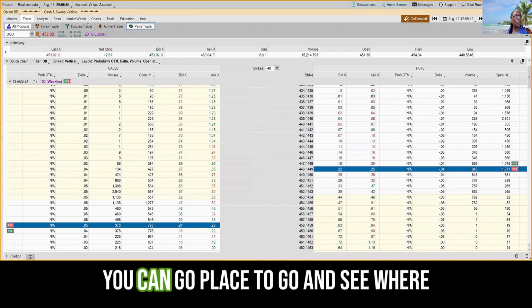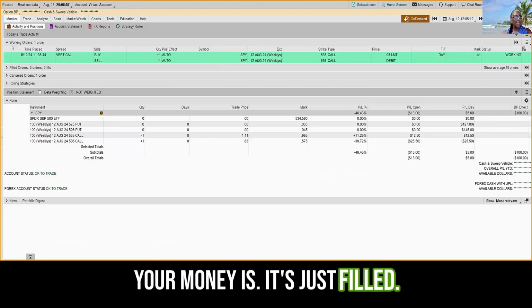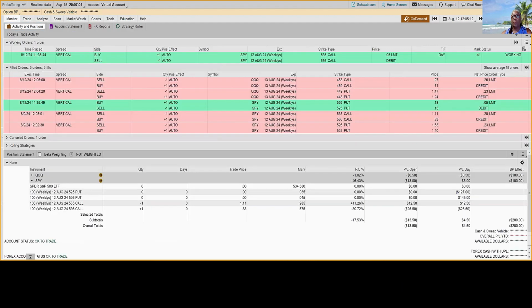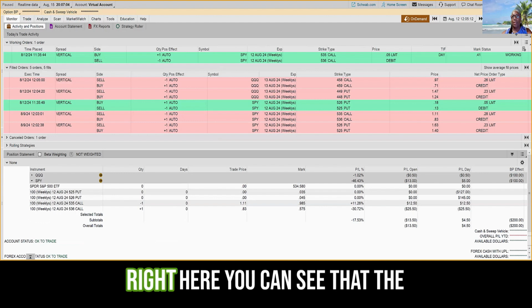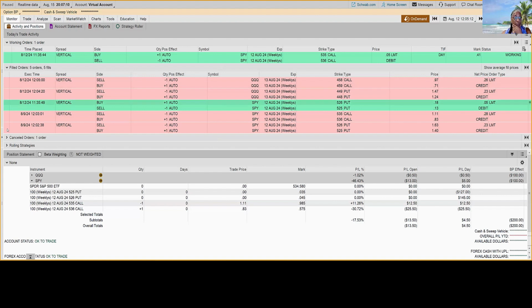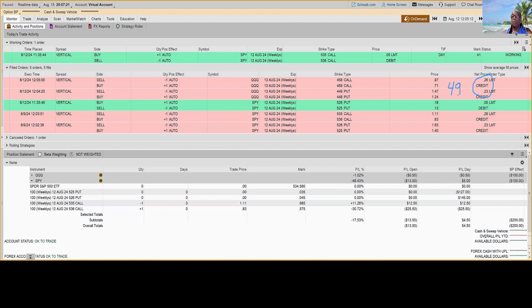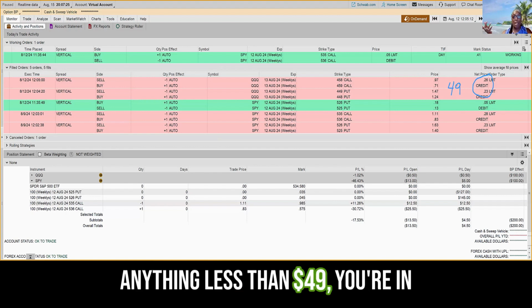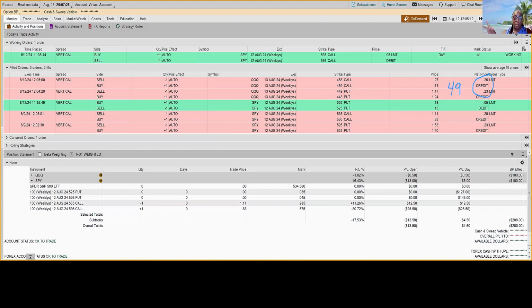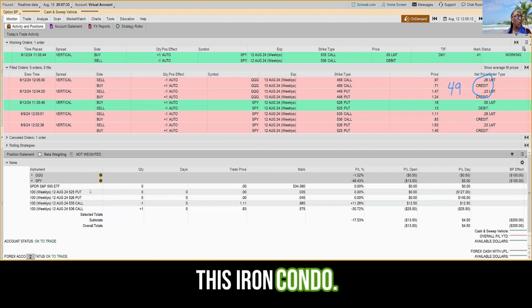You have a place to go and see where your money is. This is field. Right here, you can see that the triple Q, we had 26 and 23. So total, 26 and 23, we took in $49. So if the value of this trade is anything less than $49, you're in profit. Okay? $49 is what we received for this iron condor.